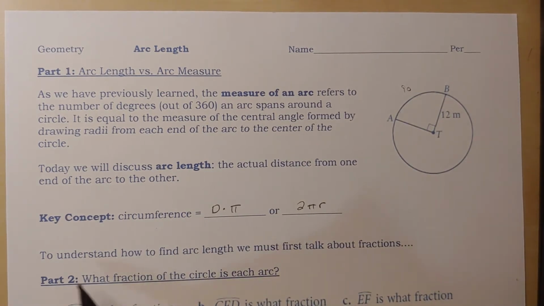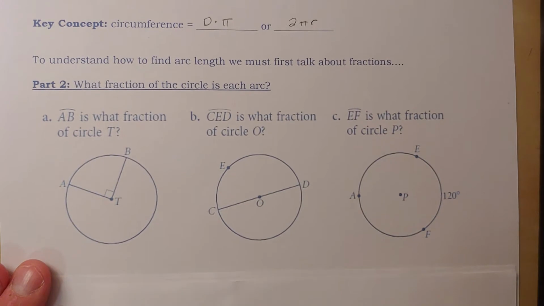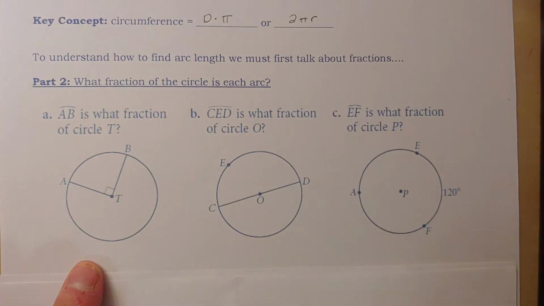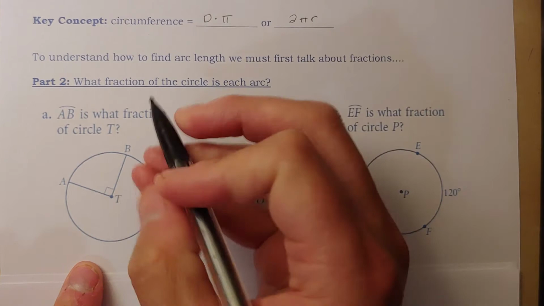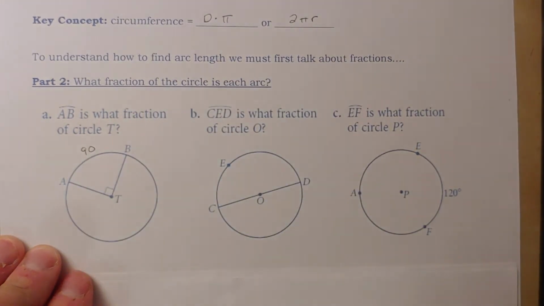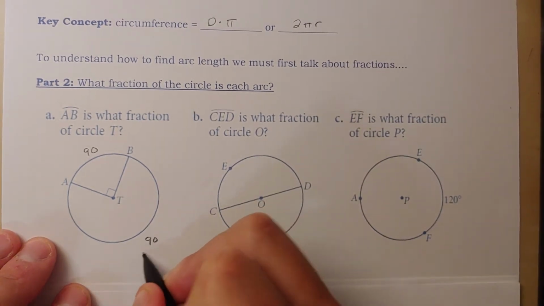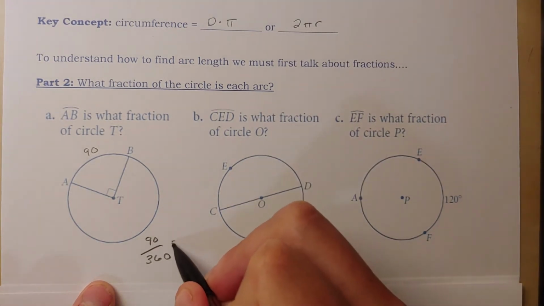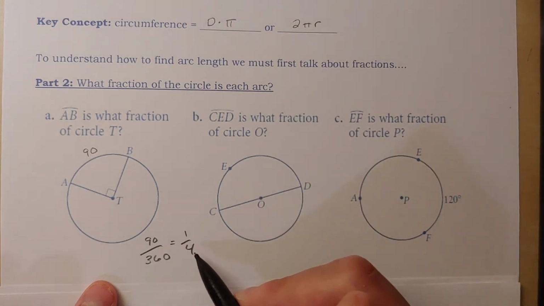To understand how we find the arc length, we have to talk for a moment about fractions of a circle. Looking at this circle, arc AB is what fraction of circle T? This is a 90-degree central angle, so the measure of this arc is 90 degrees, and 90 out of a total possible 360 degrees means arc AB is 1/4 of the circle.